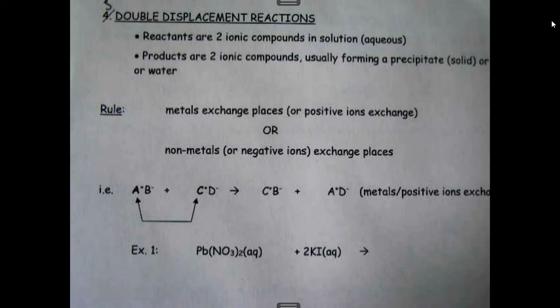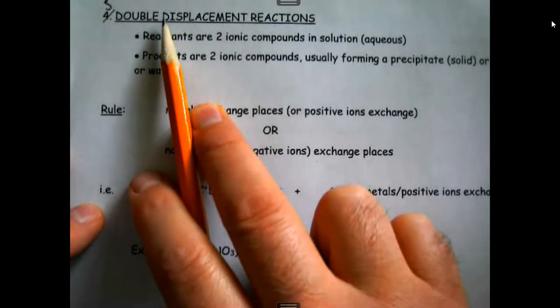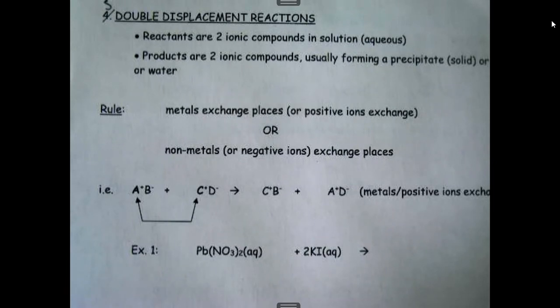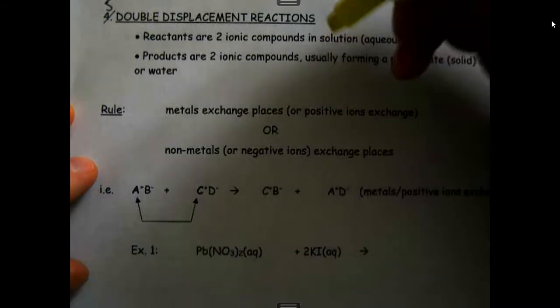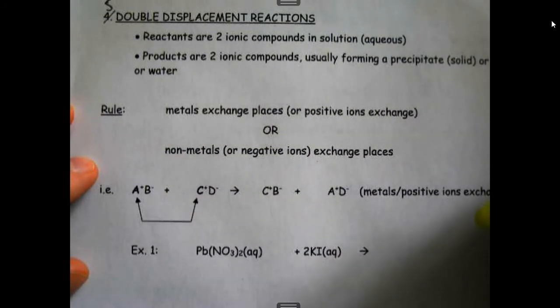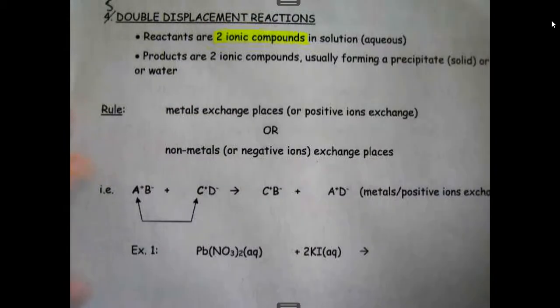Okay. These are going to be very similar to your single displacement, but in this case, instead of one thing displacing something from a compound, it's going to be two things displacing something from a compound. Now, these ones, like all the other ones, there's something to look for in deciding what type of reaction it is. And what you'll be looking for here is that there'll be two ionic compounds as reactants.